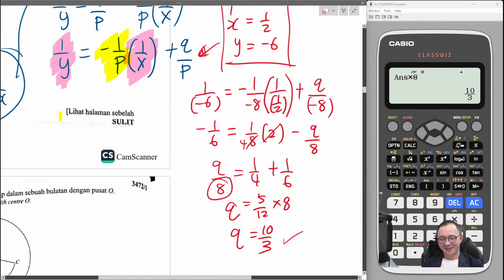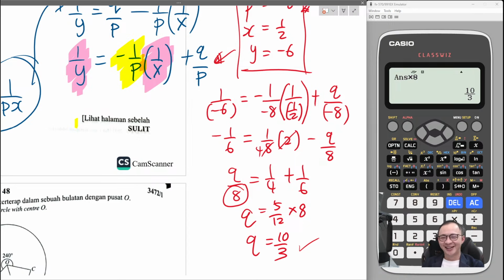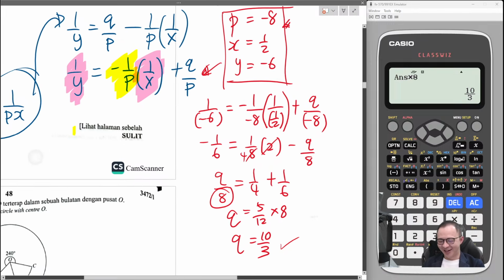Cool? Can understand or not? Especially the what? Just now whoever asked me, the Vero and the Kaizun. And thanks for the 3 ringgit donation from Kaizun.